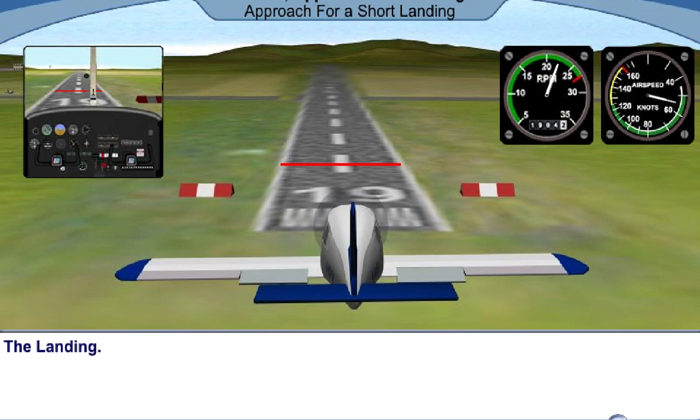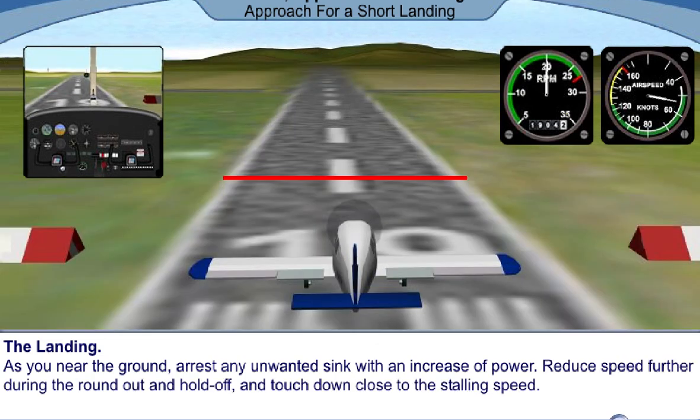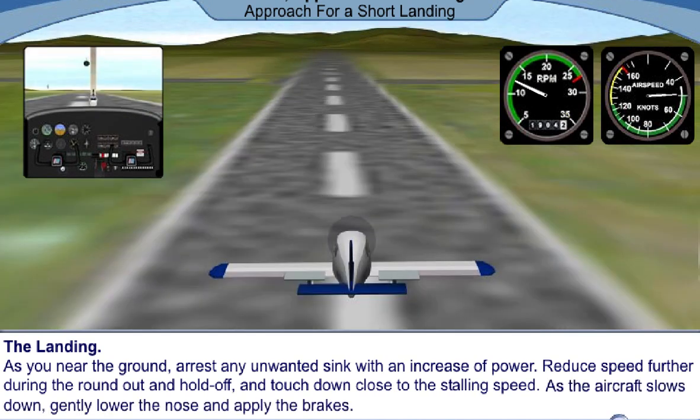As you near the ground, beware of trying to arrest any unwanted sink through a change in attitude. Sink should be arrested by increasing power. Reduce speed further during the round out and hold off, and touch down close to the stalling speed. As the aircraft slows down, gently lower the nose and apply the brakes.